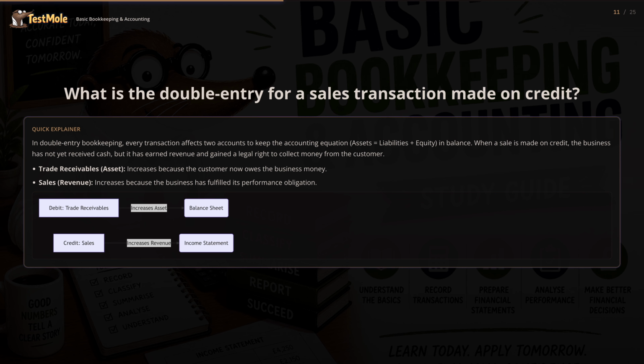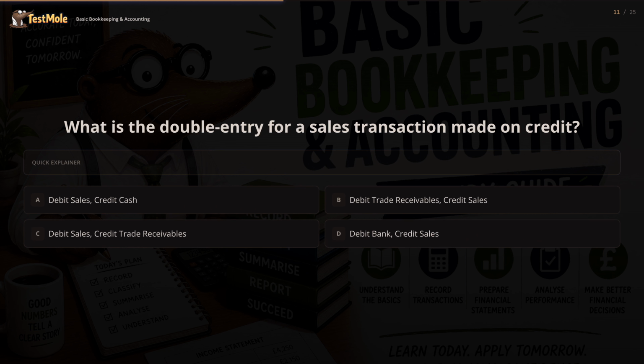Trade receivables, an asset, increases because the customer now owes the business money. Sales, revenue, increases because the business has fulfilled its performance obligation. Refer to the diagram on screen. Let's review the options. A. Debit sales, credit cash. B. Debit trade receivables, credit sales. C. Debit sales, credit trade receivables. D. Debit bank, credit sales.